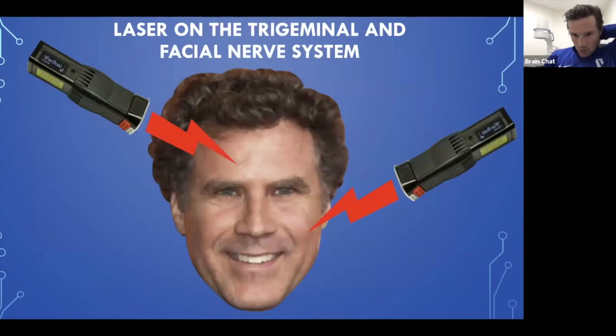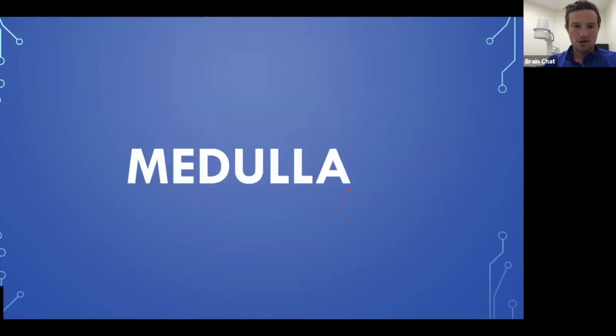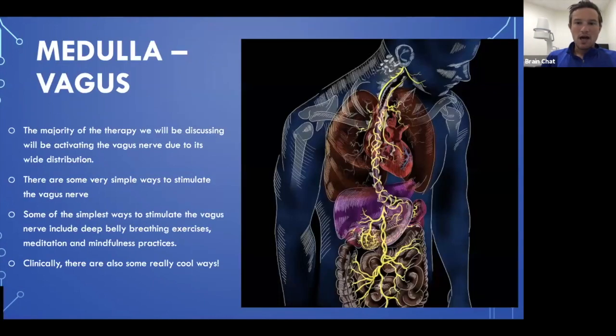So Will was getting laser therapy. And again, this is V1 distribution. This is V2 on his left. Depending on the patient's symptoms and their exams, that would determine where you're going to shine it. And last but not least, the medulla oblongata.